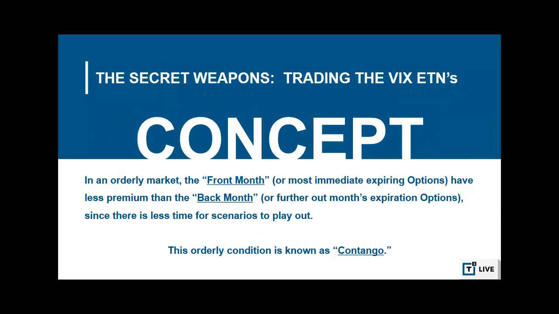So it's important to remember, in an orderly market, the front month or most immediately expiring option, which would be closer in time, has less premium than the back month, the further out month's expiration options, since there's less time for the scenarios to play out. So very orderly that you'd have, say in the front month, $1 of premium, the next month 2, and the next month 3, because there's more time. This orderly condition is known as contango, right? These things hate contango. They don't hate down markets necessarily, but they hate contango.